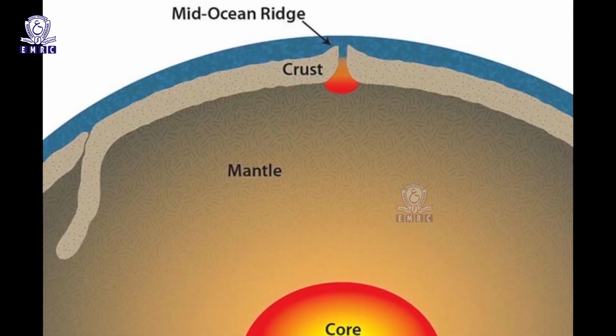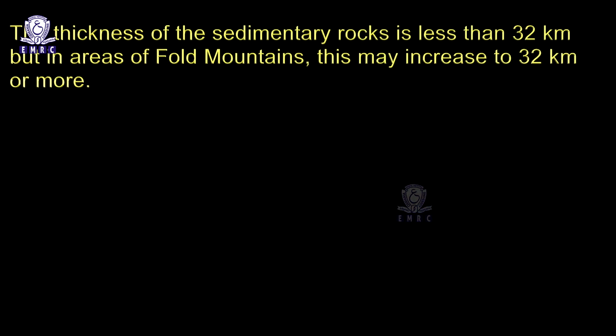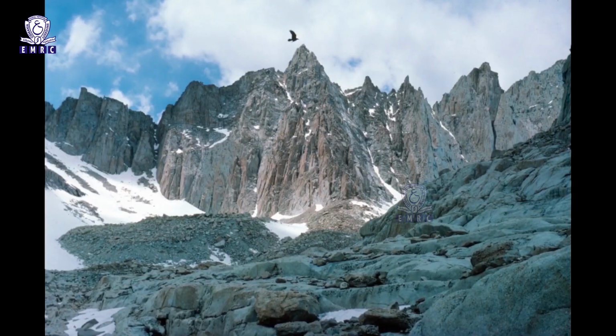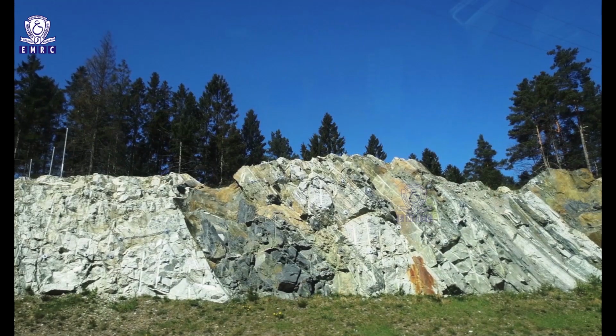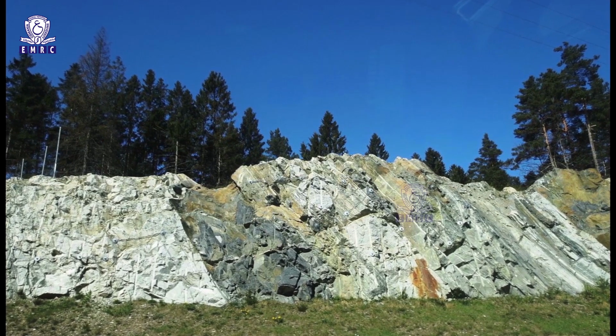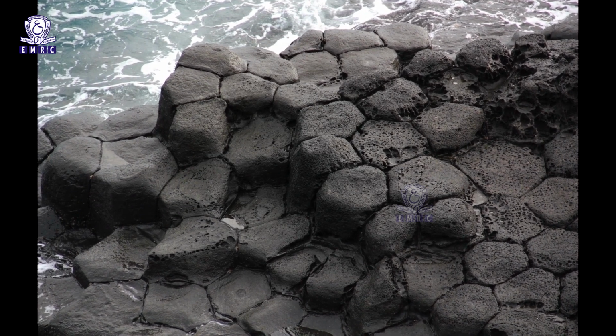Sedimentary rocks predominate in the upper part of earth's crust. The thickness of the sedimentary rocks is less than 32 kilometers, but in areas of fold mountains, this may increase to 32 kilometers or more. Below the sedimentary cover is a layer of crystalline rocks consisting of granite and gneisses in the upper section and basaltic rocks in the lower section. Basaltic rocks are mostly associated with the oceanic crust.